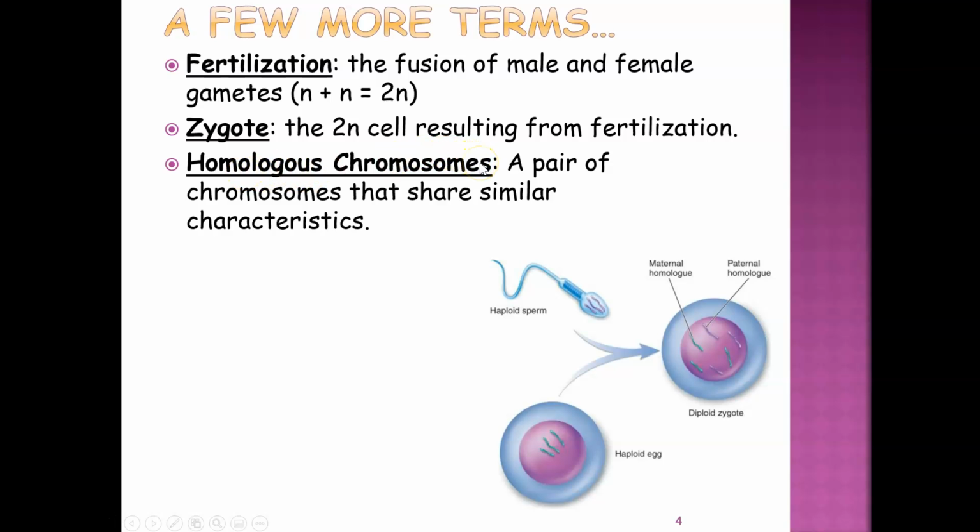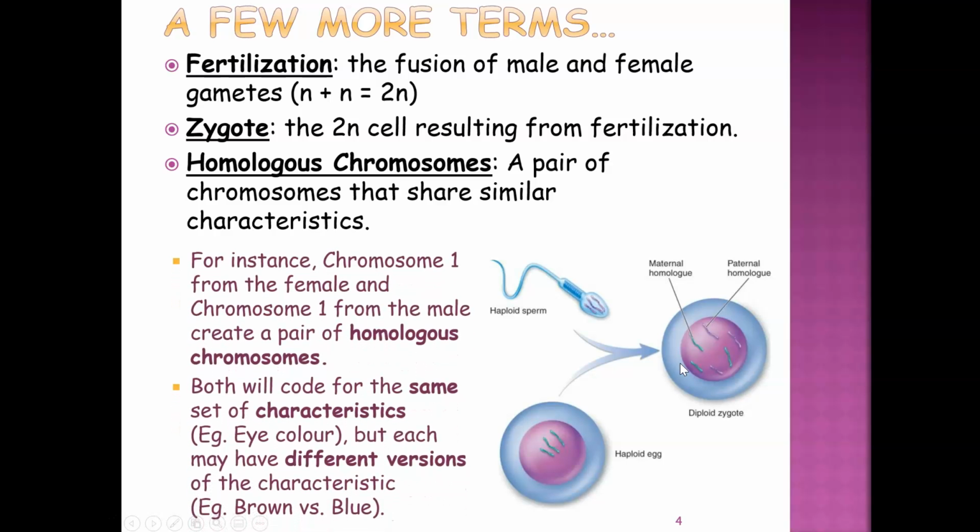Homologous chromosomes. These are chromosomes that are very similar in size and characteristics. They have the same genes. They have the same location of genes, and they usually are the same shape and the same size, and they will pair up together within the fertilized egg cell, or the zygote. So, for instance, you have 1 chromosome from the female and 1 chromosome from the male, and both of these create a pair of homologous chromosomes.